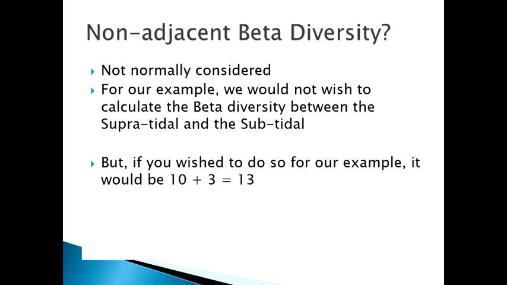But if you were to do it, I'm not going to even put a picture up for you, but then you'd count the number of species, look at the number of unique ones, and then it would be 10 unique ones for the supertidal and 3 unique species for the subtidal, and the beta diversity there would be 13. But as I said before, this is not normally used.